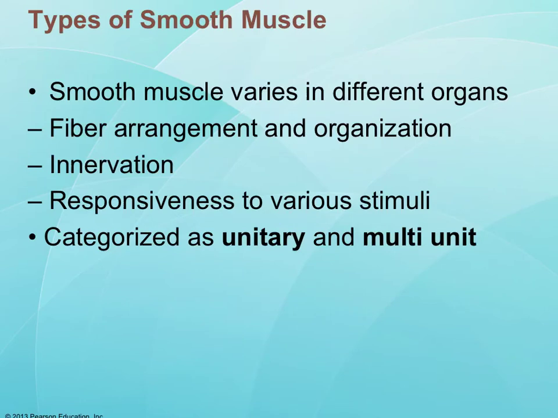In different organs, the smooth muscle fibers are organized differently, the neurons innervate the muscle fibers differently, and also the smooth muscle responsiveness is different. So by structure, we are able to divide the smooth muscle into two different groups. And we name them unitary and multi-unit smooth muscle.